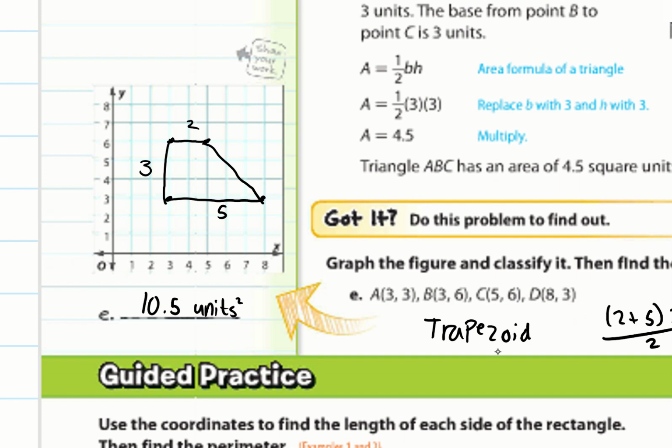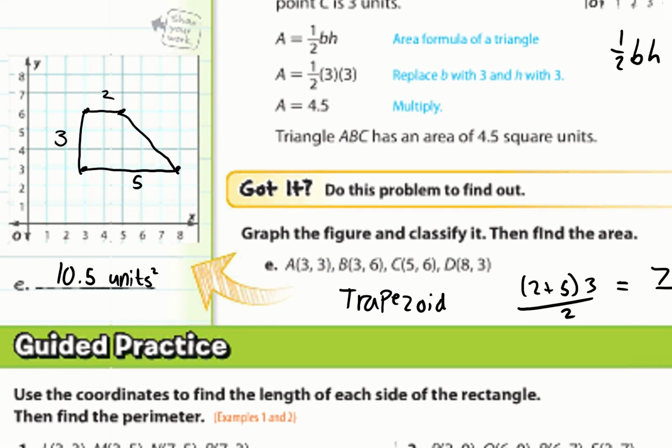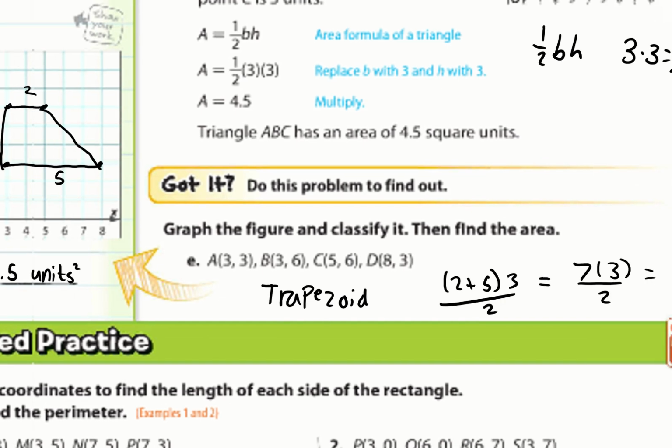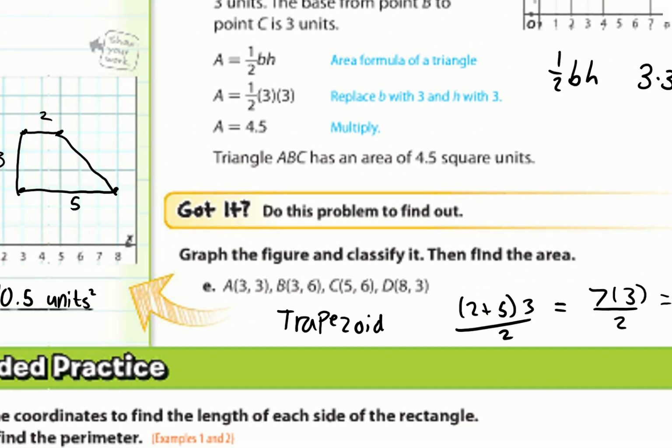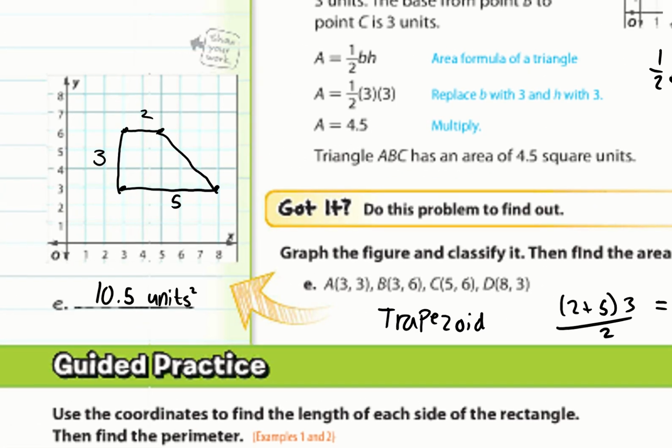So after graphing it, we do get a trapezoid. So base 1 is 2, base 2 is 5, 2 plus 5 is 7, times the height of 3, it's 21 divided by 2, we get 10.5. 10.5 units squared. And that's the end of the lesson, so thank you for watching.